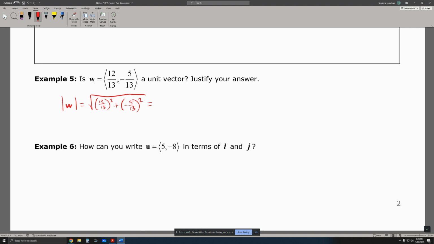And so we get (12/13) squared is 144 over 169, plus (-5/13) squared is equal to positive 25 over 169. We have the same denominator, so we can just add the numerators. 144 plus 25 is 169 over 169, which reduces to 1, and we know the square root of 1 is 1. So yes, w is a unit vector.